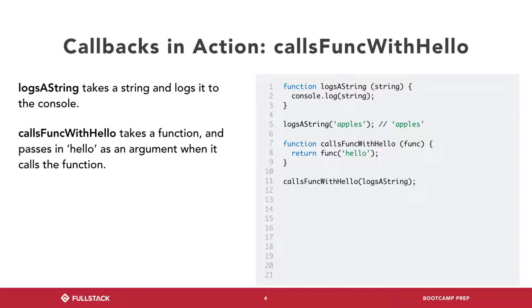Let's see, we get to line 11 here, right? So we have something called calls func with hello. Okay, what are we passing in here? What's log a string? Yeah, it's a function, right? So right now, what is func by the time we get to line 7? Right, it's this function on line 1. So by the time we get to line 7, func is basically equal to this function over here.